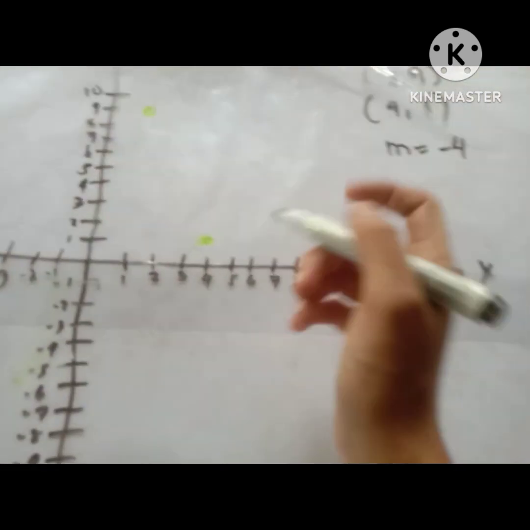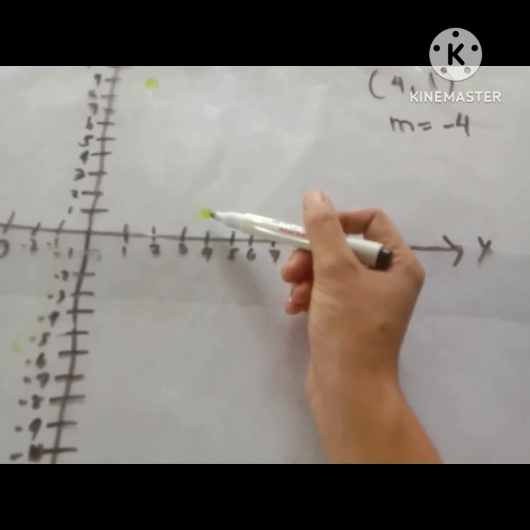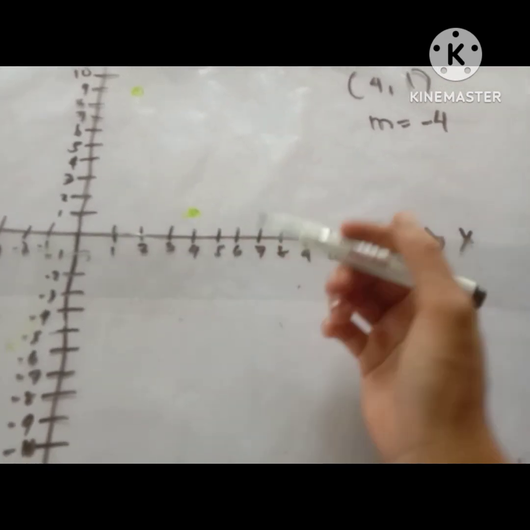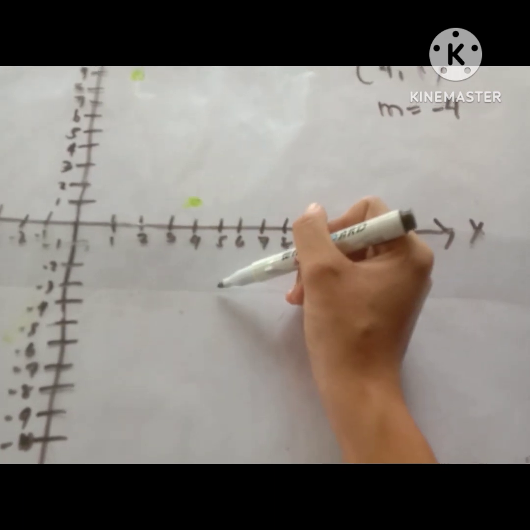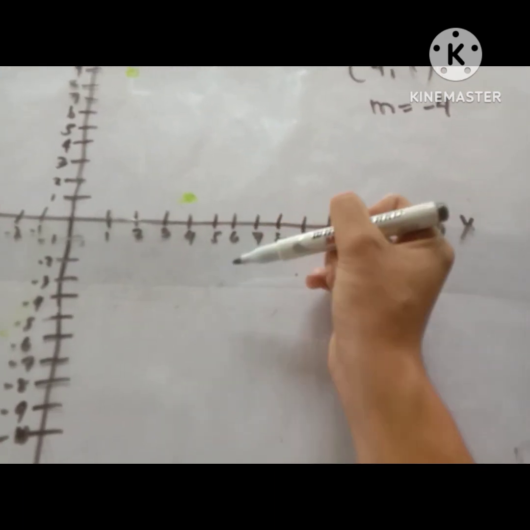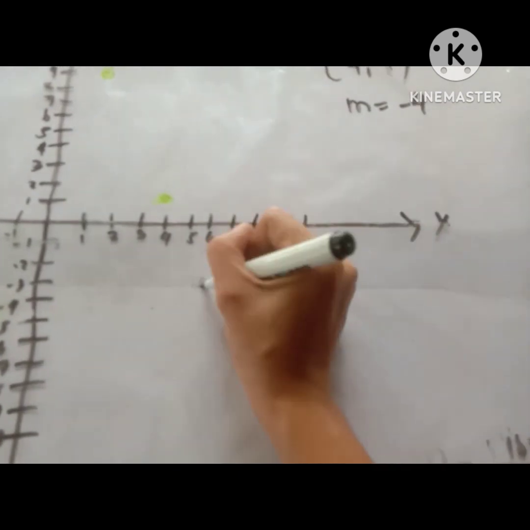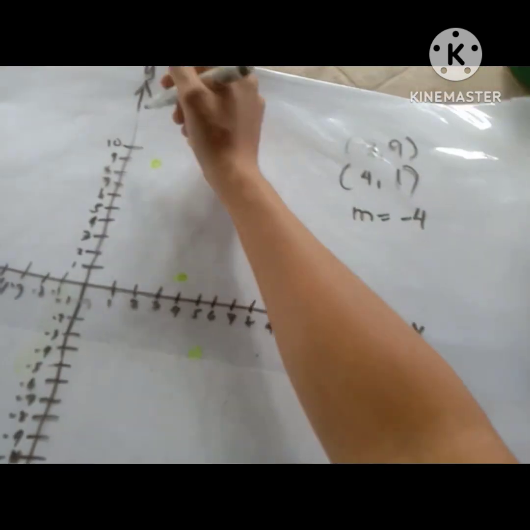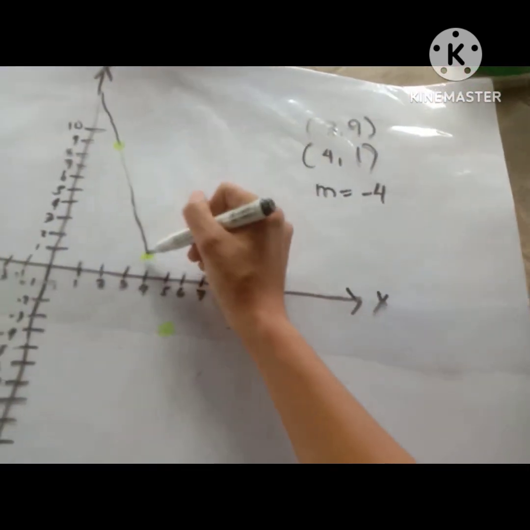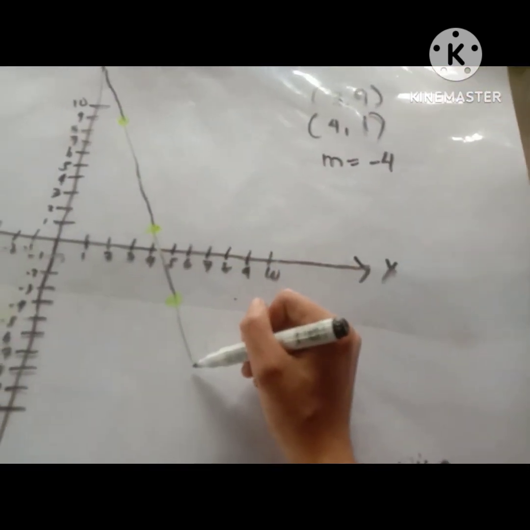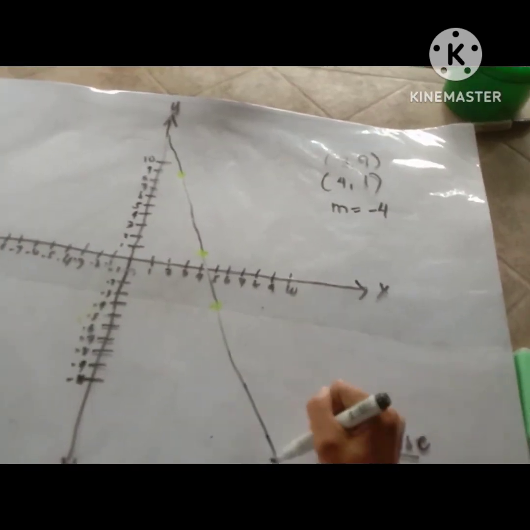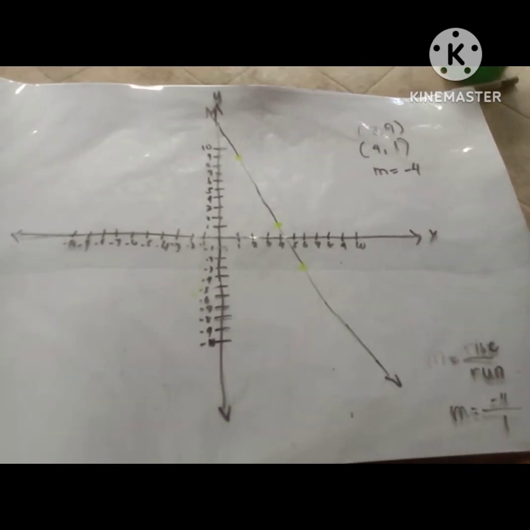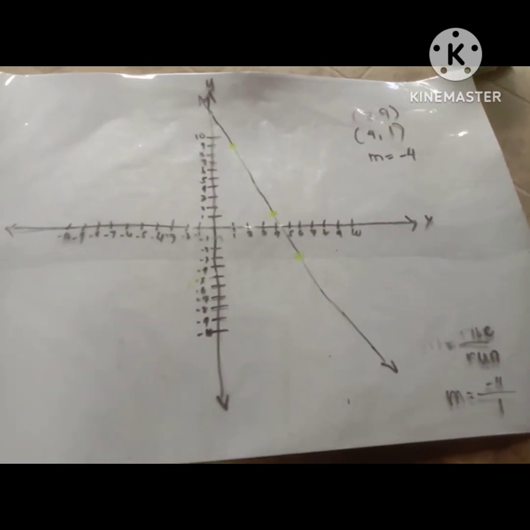To plot this, negative 4 rise means we go down, so 1, 2, 3, 4 units down. Then our run is 1 unit to the right. So our next point is here. Then we graph the line. So this would be our graph for the given x and y coordinates, and the slope is negative 4.